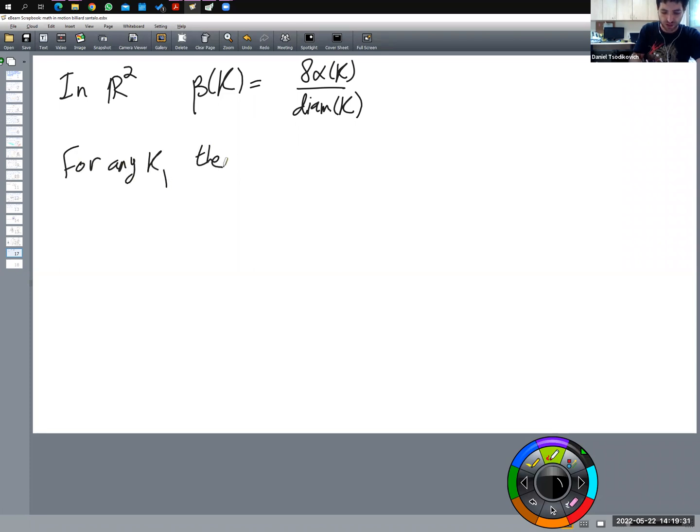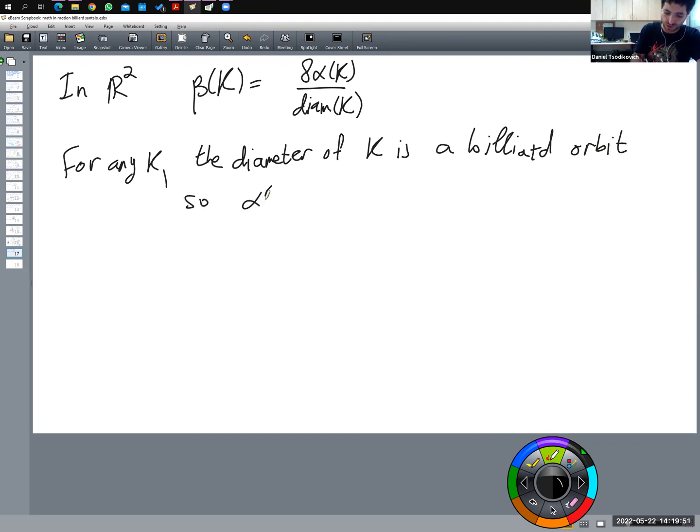the diameter of K is a billiard orbit, because at the endpoints of a diameter, the supporting lines are perpendicular to the diameter. So alpha K is at most twice the diameter. So we have here, this is at most 16, which is the value for the ball.